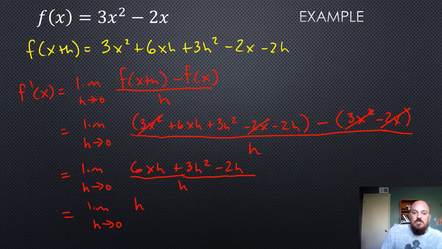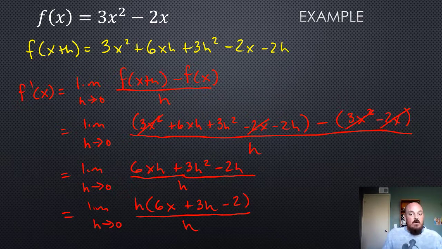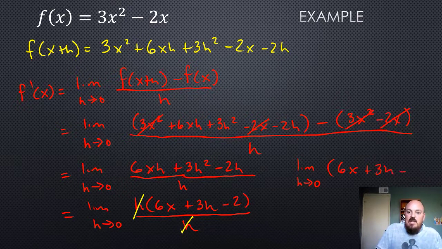So if I factor out h on top, it would leave 6x plus 3h. Remember, there was an h squared there. I took one h out. There's still one there. And then minus 2. And the whole thing is over h. And now I can do this. I canceled out those h's, which is what I wanted to do the whole time. So what's left over now is the limit as h approaches 0 of 6x plus 3h minus 2.